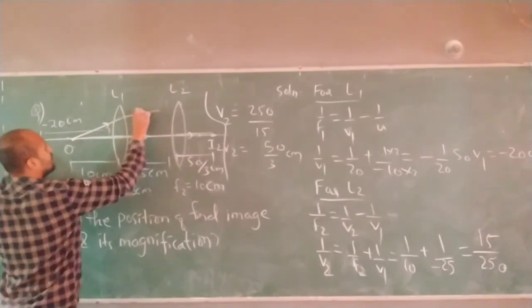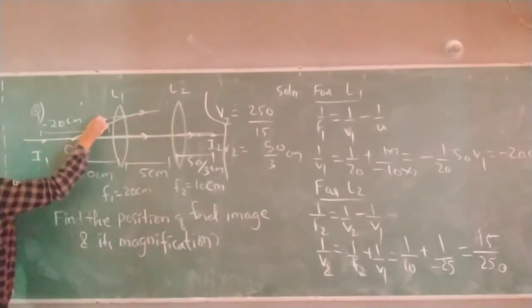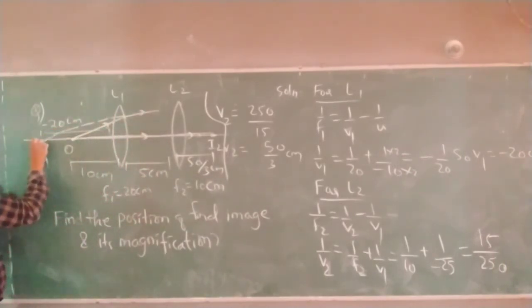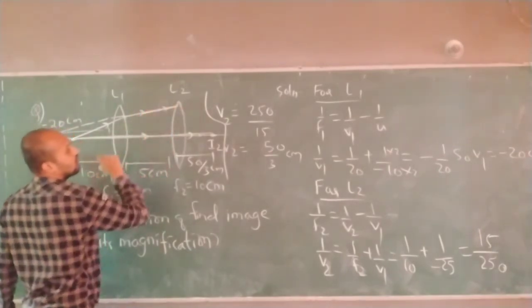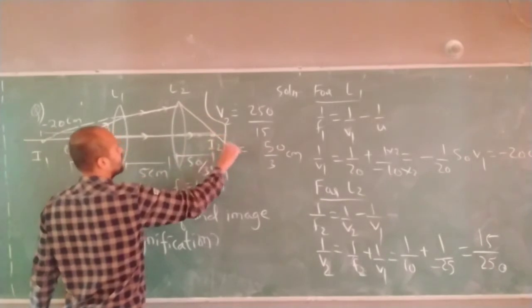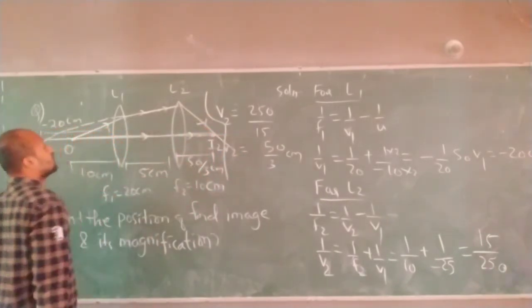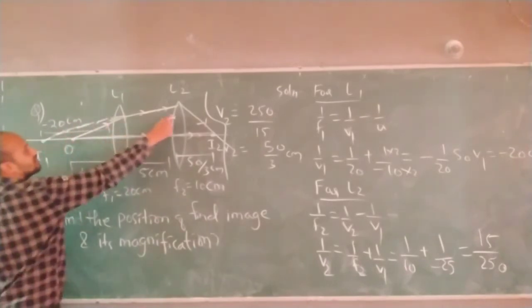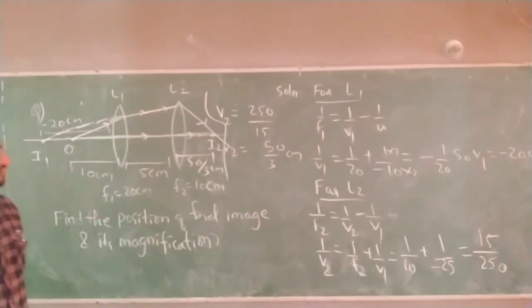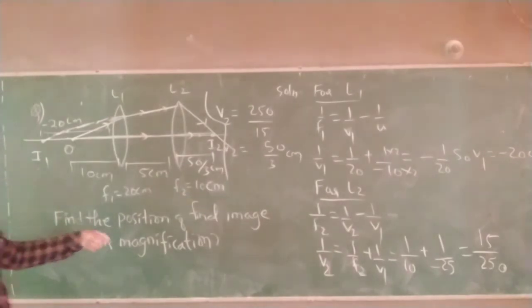It is getting converged like this such that here the first image is formed, a virtual image. After this, the ray will go and bend such that the final image is formed. I1 was an object for this lens. Now let us find the magnification.